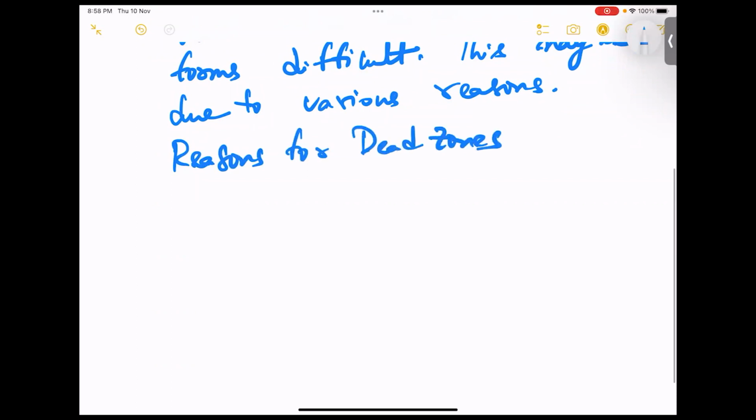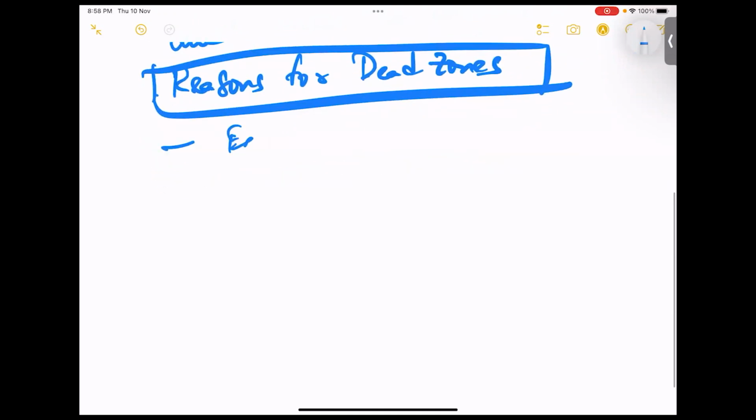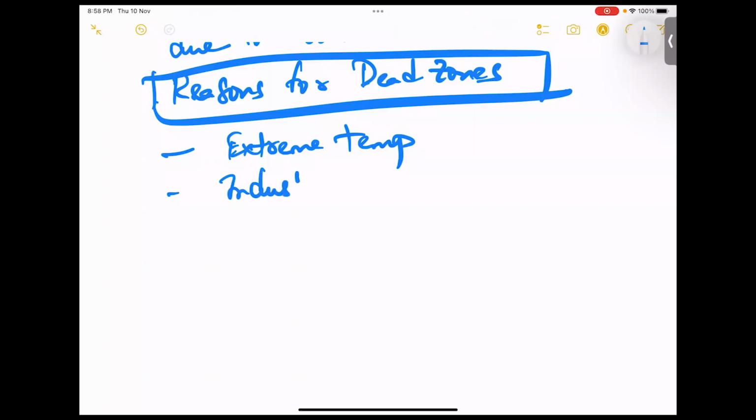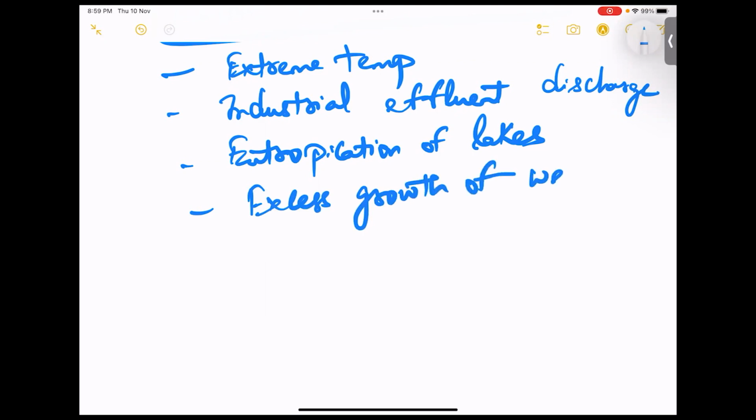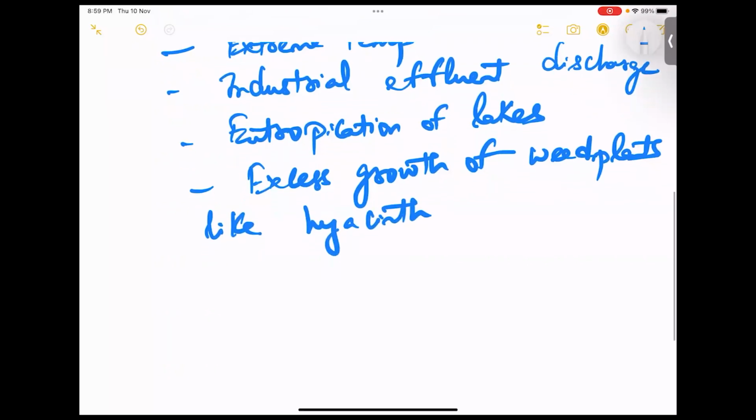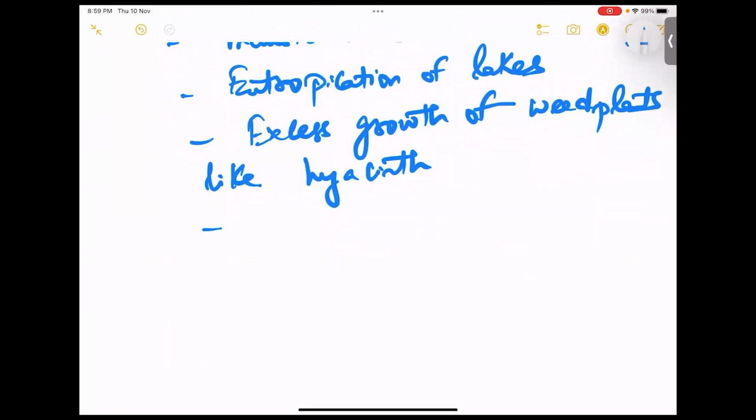Reasons for dead zones. What are the reasons of dead zones? Extreme temperature, industrial effluent discharge, eutrophication of lakes, and then excess growth of weed plants like hyacinth, and then temperature increase.